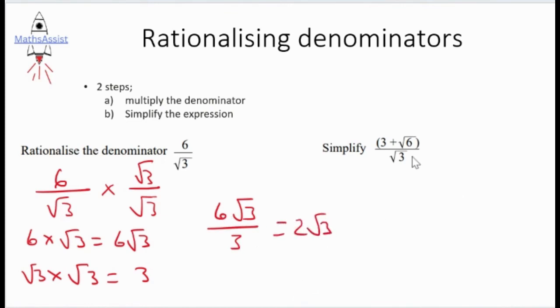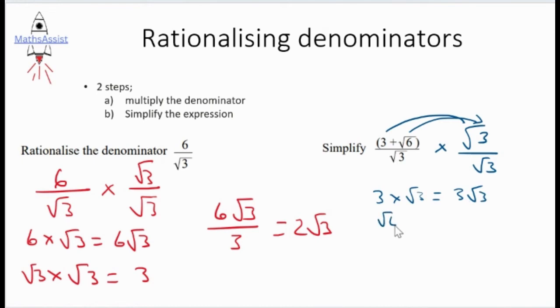This question is the same as the first one. We need to rationalize, so we multiply the fraction by root 3. Break it into steps, it'll make it much simpler. 3 times root 3 is equal to 3 root 3. Root 6 times root 3 equals root 18. And on the bottom root 3 times root 3 equals 3. Now we put them all together. We should get 3 root 3 plus root 18 over 3.